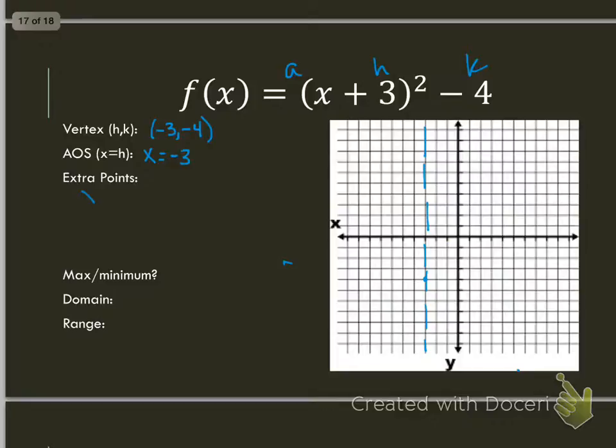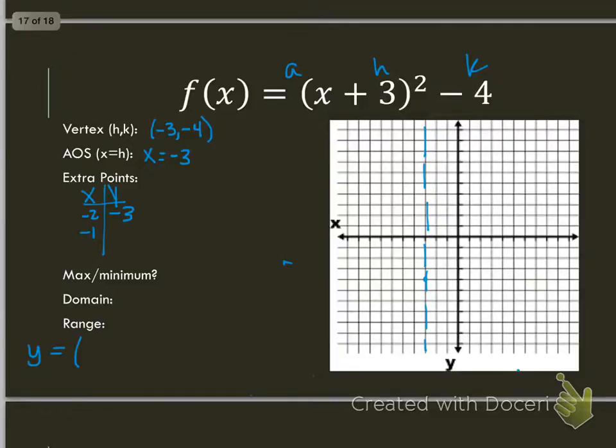Now I need more points, so I'm going to pick 2 points to the right of it this time. So we could pick -2 and -1 to plug in. I'm going to do it at the bottom. So y equals, we're putting in -2, so -2 plus 3 squared minus 4. -2 plus 3 is 1. 1 squared is 1. 1 minus 4 is -3. So this is -3. Now let's plug in -1.